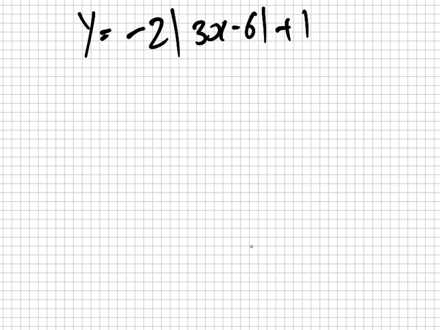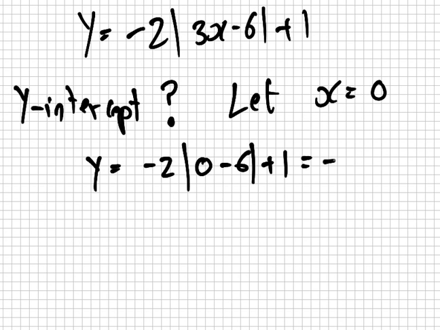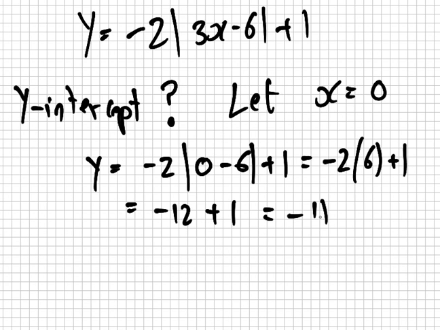The easiest one to do, I think, is the y-intercept. Think back to semester 1. How do you find the y-intercept? Yeah, you let x equal 0. So you get y equals minus 2 absolute 0 minus 6 plus 1. That equals minus 2 times 6 plus 1, which equals minus 12 plus 1, which equals minus 11. And what did we think it should be from the graph? Minus 11.